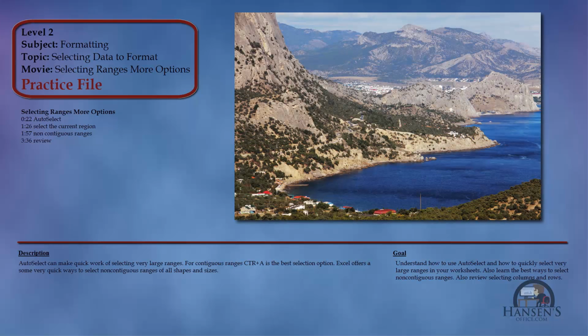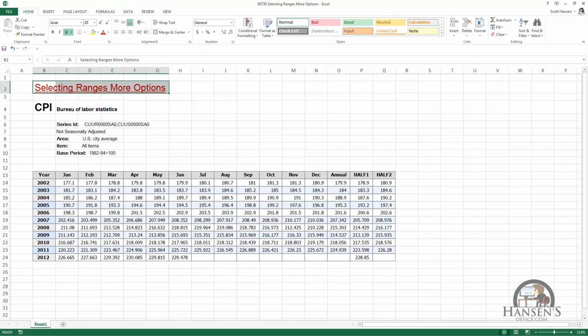We're going to talk about a couple more options when it comes to selecting ranges. We're going to talk about AutoSelect. We're going to select the current region by using a command button on the Home tab. And then we're going to use the Shift and Control keys to select some non-contiguous ranges. So, selecting ranges, more options.